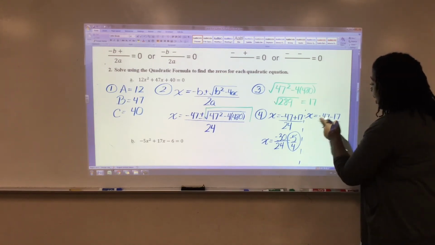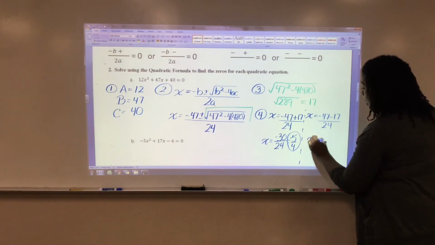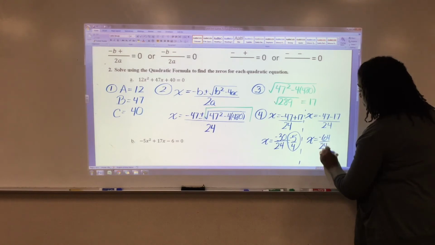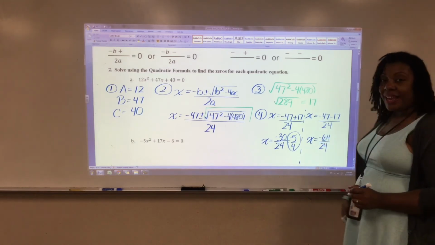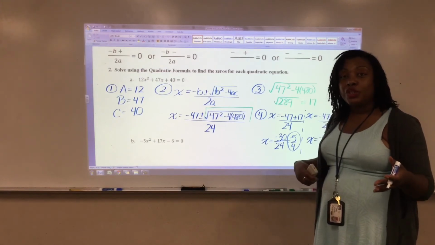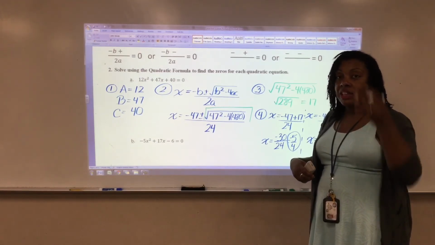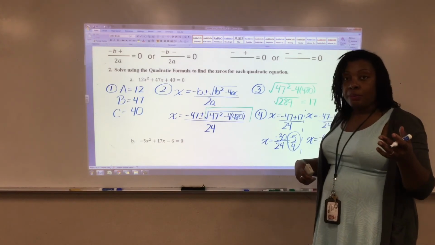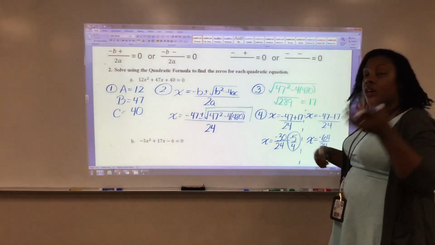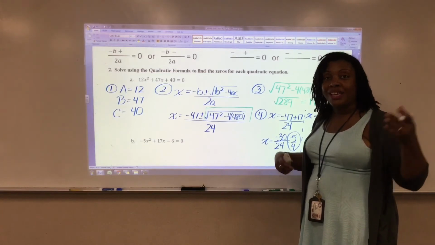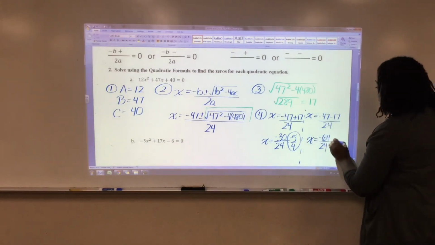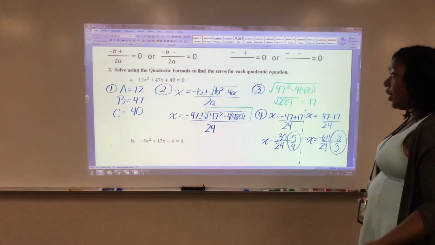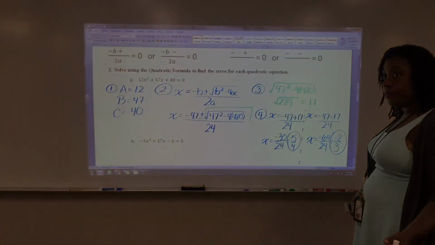For the second equation, negative 47 minus 17 gives us negative 64 over 24. We can divide those both by 8. And if you're having difficulty, please make sure you remember that you can use that pink factor sheet and look for the largest number that is a factor of both numbers. So when we look at 64 and 24, the largest number that appears underneath both numbers is the number 8. So that's going to reduce to negative 8 over 3. So our second answer is negative 8/3. And there you go. Example number 2 is finished.